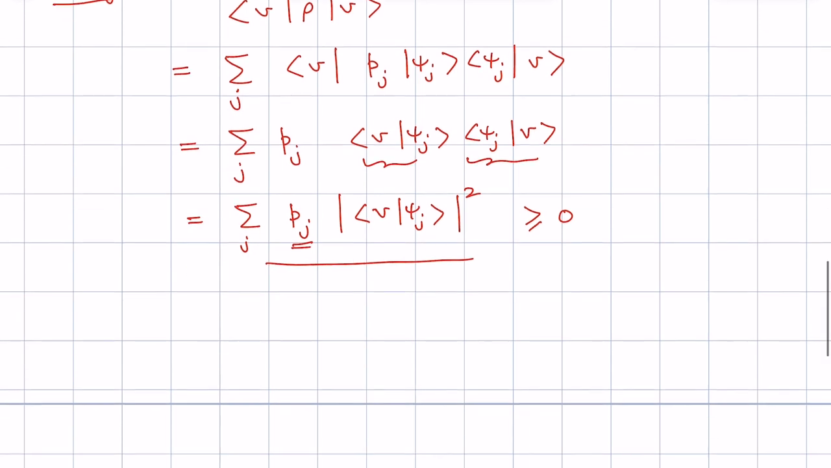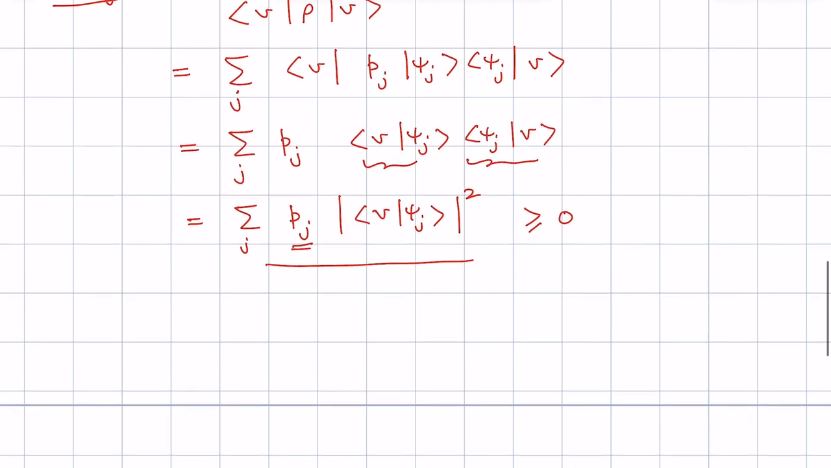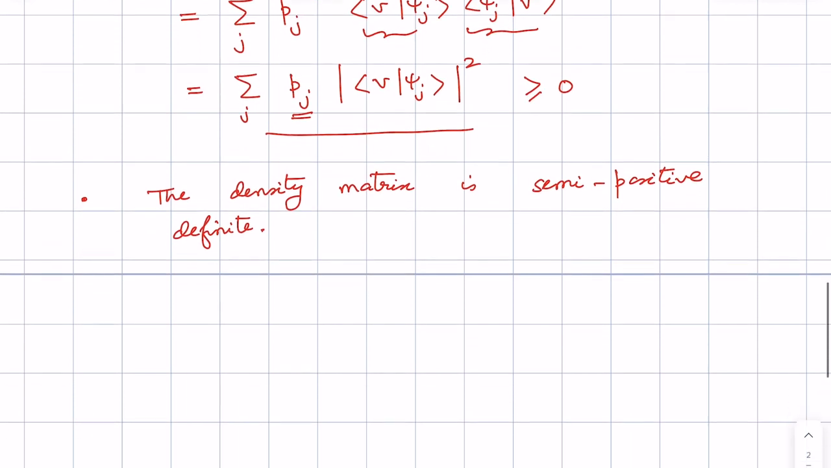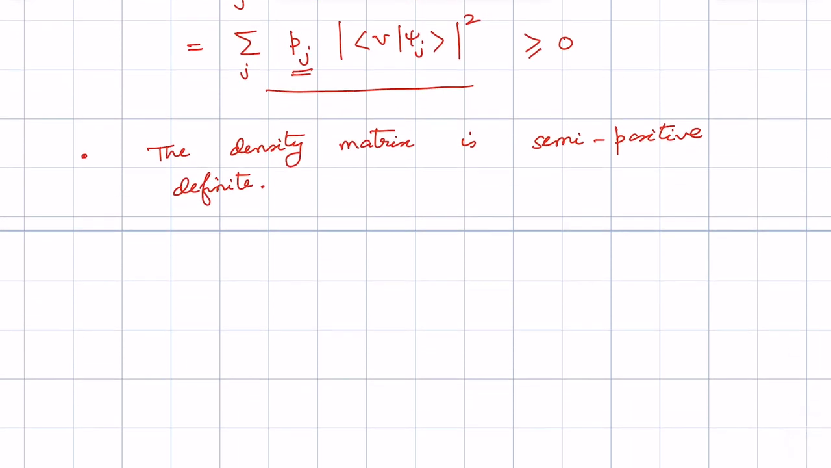Now the fact that rho is non-negative implies, as I said, that the eigenvalues of rho are non-negative. That's why it is also said that the density matrix is semi-positive definite. So this is another way to put the property. The density matrix is semi-positive definite. Don't go by the fact that it appears to be a technical word, it simply means that the eigenvalues of the density operator or the density matrix are always non-negative. It cannot be negative.